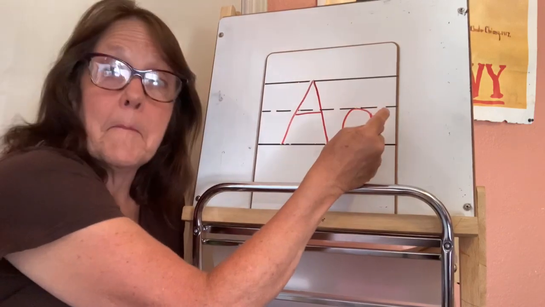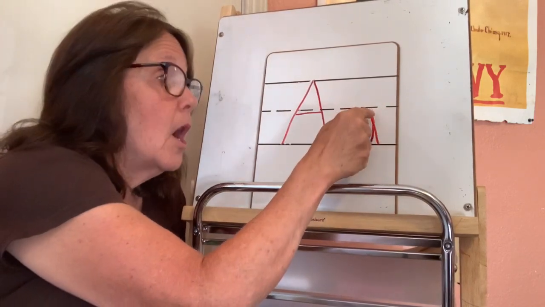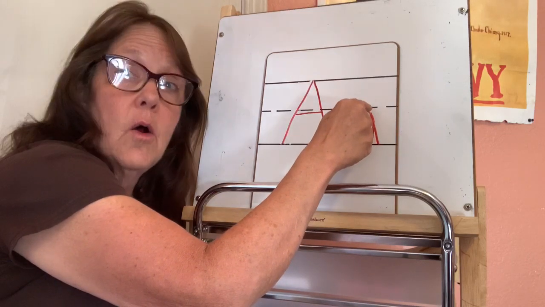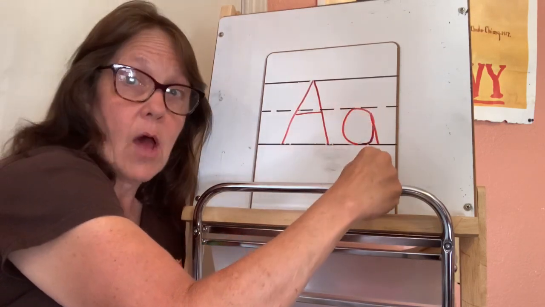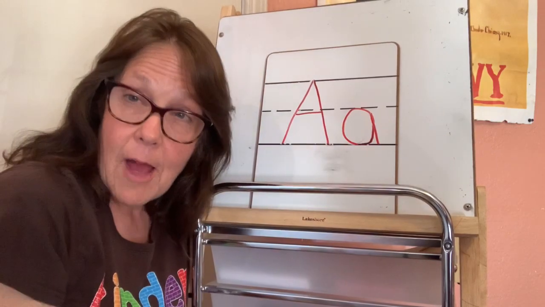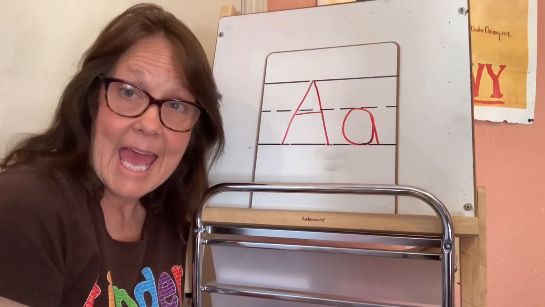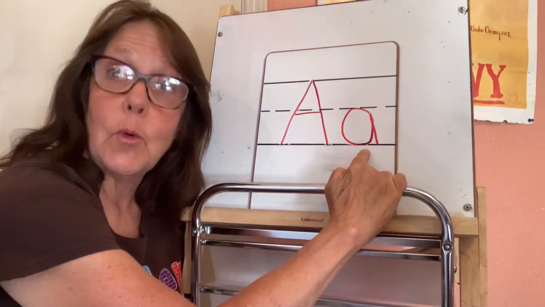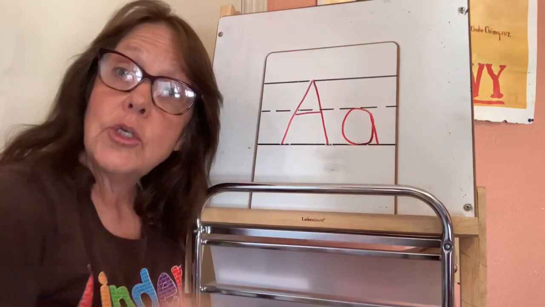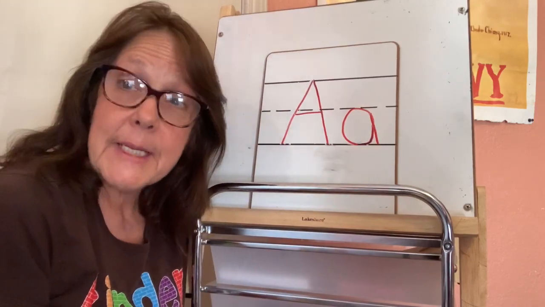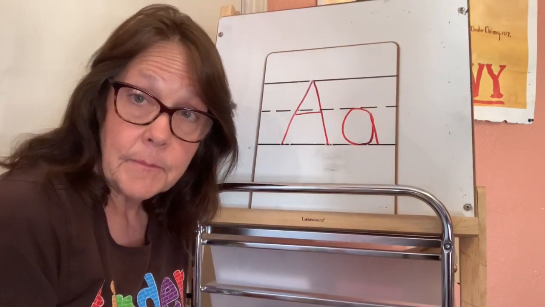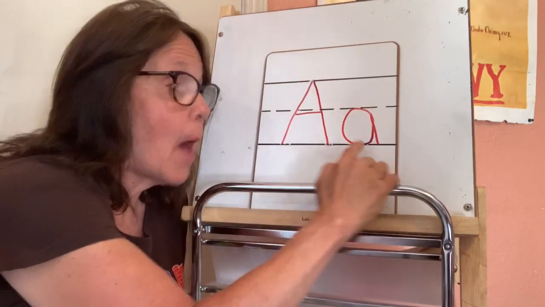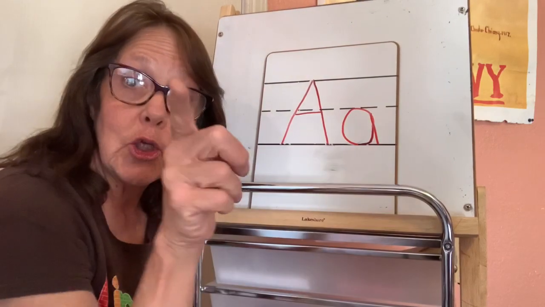Do it with me with your magic finger in the air. Around like a C, close, and down. Great job writing the lowercase a. Here's our capital A and our lowercase a. Now you try it on your own. Get a piece of paper and a pencil and see how many capital A's and how many lowercase a's you can write.